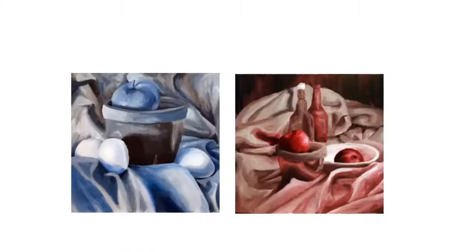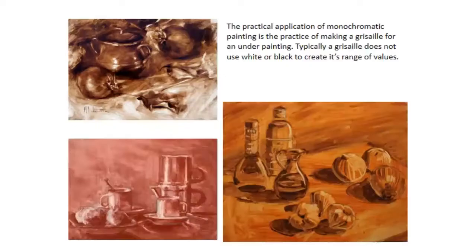Here's some more student examples. The practical application for this is what's called a grisaille. A grisaille is a monochromatic underpainting that you use when layering paint with oil paints. So you only use one color and no white or black, and you just do a quick little underpainting. It's kind of like a sketch you do before you start your genuine painting. And then you can actually layer colors on top of this.